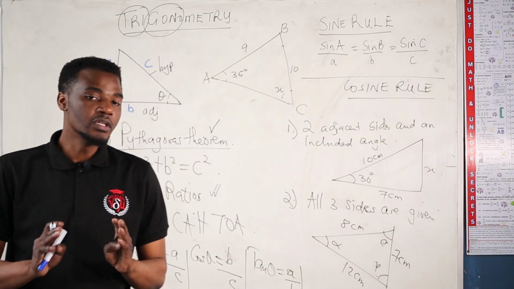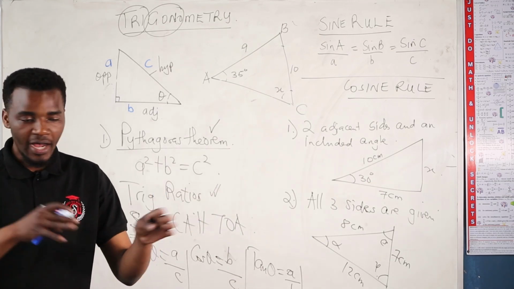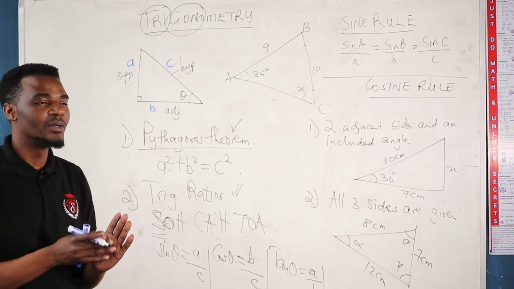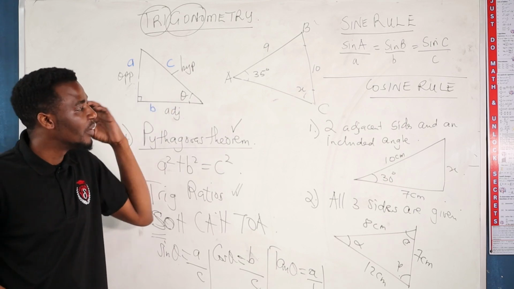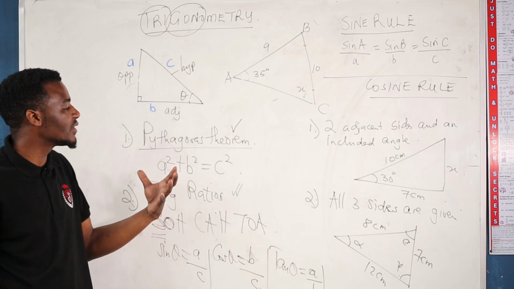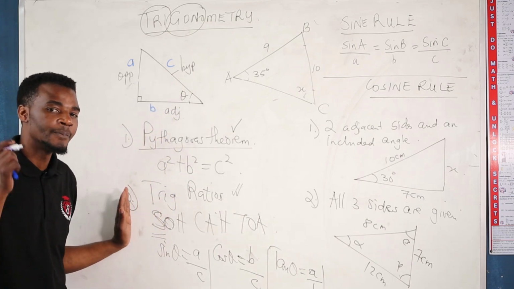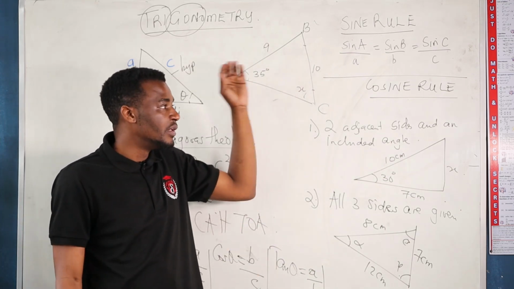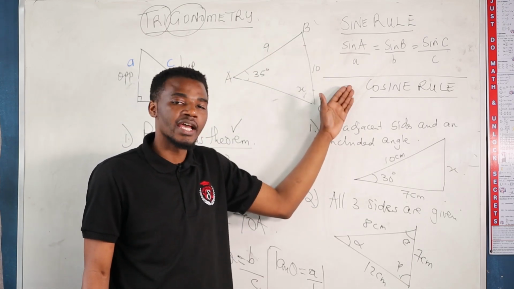So please don't panic when you see triangles in your question paper. Relax. Take a closer look at that diagram. Is it a right angled triangle that you are dealing with, or is it a non-right angled triangle? If you are dealing with a right angled triangle, use the Pythagoras Theorem or the trigonometric ratios. But if you are playing around with a non-right angled triangle, you need to think of the sine rule as well as the cosine rule.